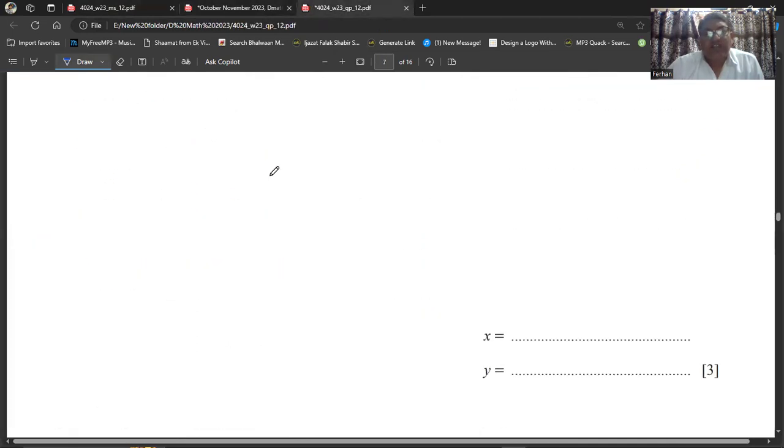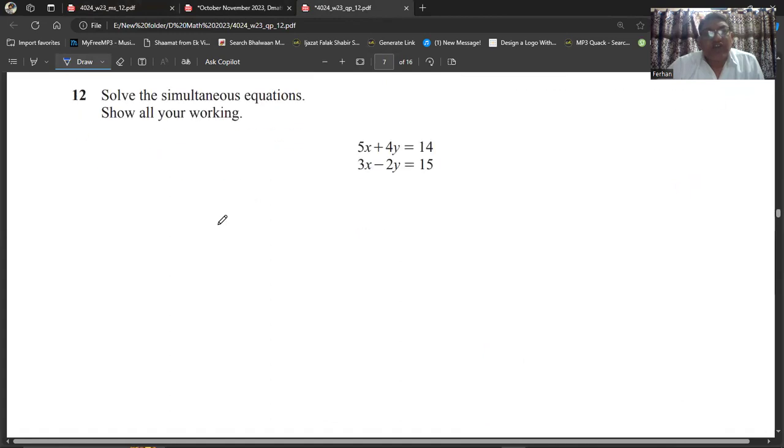It's a 3 marks question, and it says solve the simultaneous equations, show all your working. Question number 12. So here we have two equations which we want to solve simultaneously. The method which I use is very simple. This is 5x plus 4y equals 14. This is 3x minus 2y equals 15.